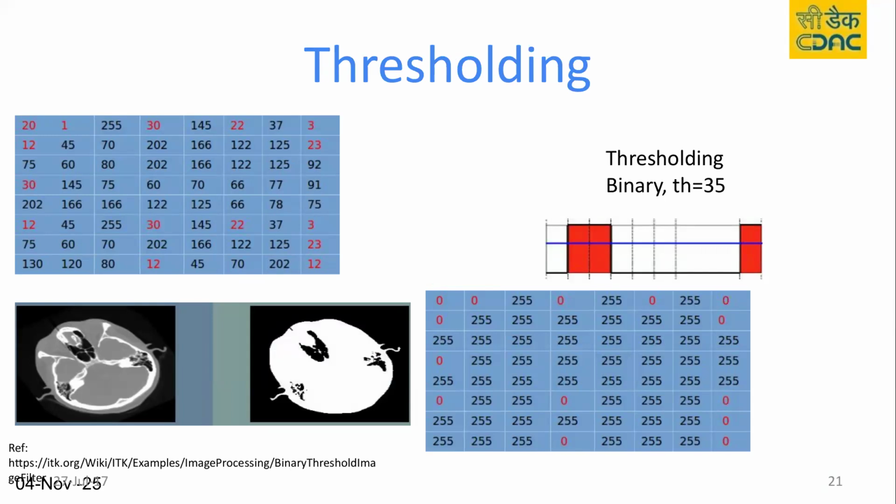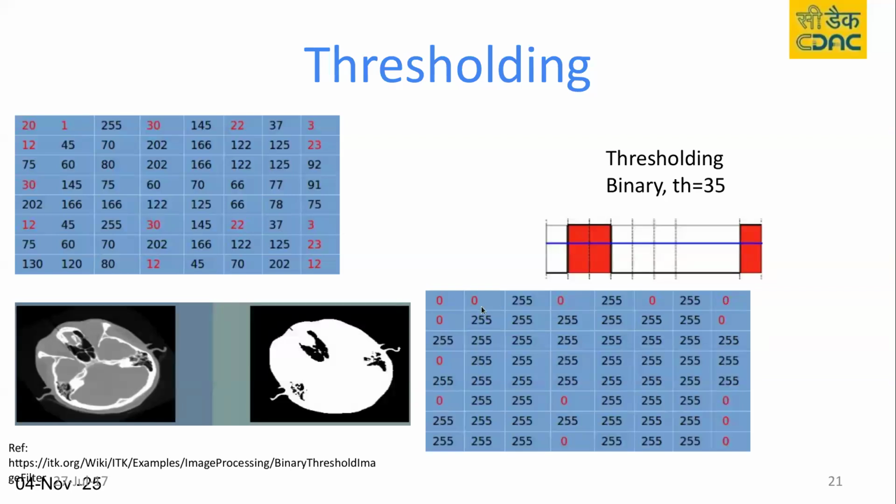So before the deep learning or artificial intelligence era, we used many pre-processing techniques to detect anomalies from the input image. One such method is called thresholding. So I am doing thresholding with threshold value th equal to 35. So if you have an input matrix like this, threshold value equal to 35 means any number less than 35 in this input matrix will be converted to 0 in the output matrix.